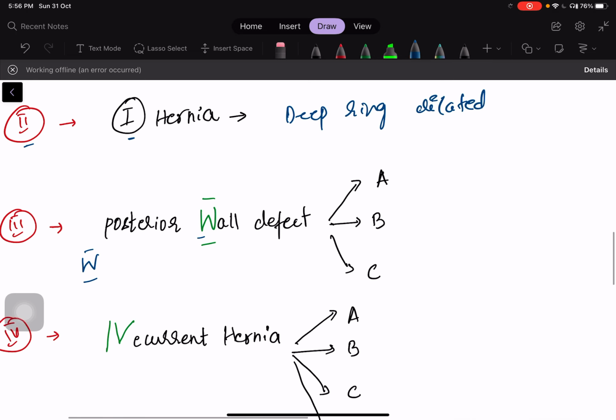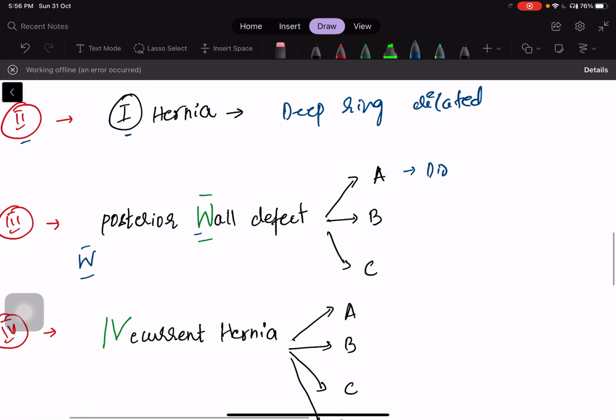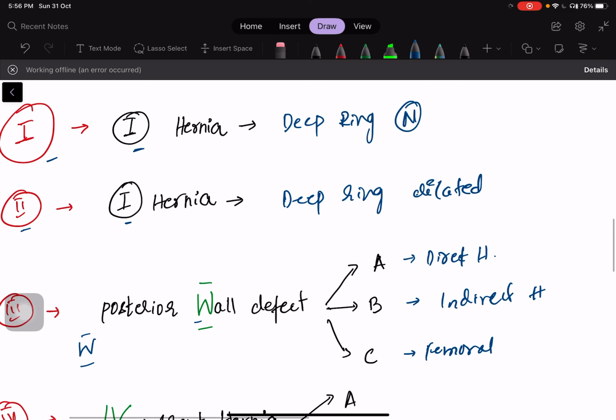In posterior wall defects there can be three types. A is a direct hernia, B is an indirect hernia, and C is a femoral hernia. You might be thinking, what is the difference between type 1, type 2 Nyhus and type 3B Nyhus, where all three are indirect hernias?